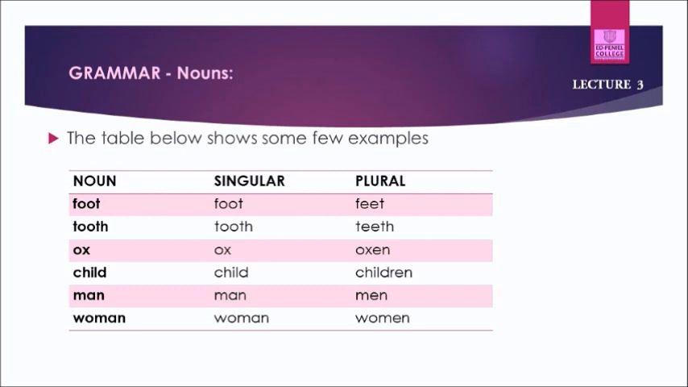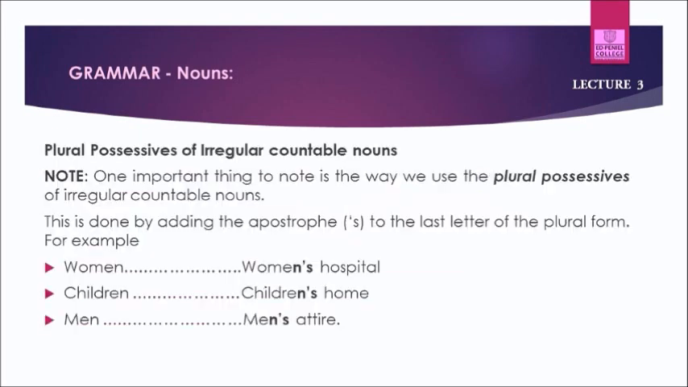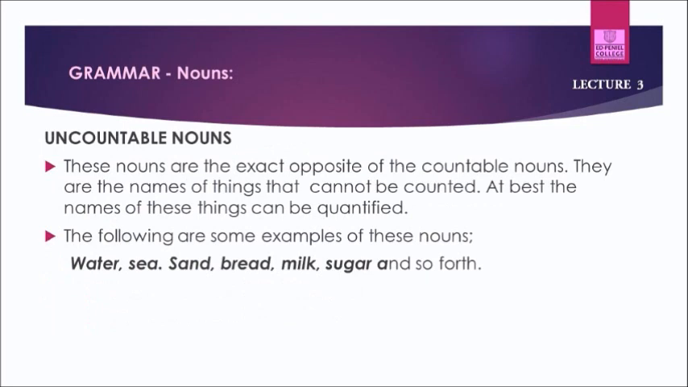So you see that the plural forms of the irregular countable nouns are different from the plural forms of the regular countable nouns. We should take note of how we form the possessive of these irregular plurals. For example, when you want to say something that belongs to women, you say women's hospital. So the apostrophe s comes after the last n. The same applies to child: we have children and children's hospital. We have men and men's attire. You can't say men's without the apostrophe; it is wrong to say that. So take note of that particular example.